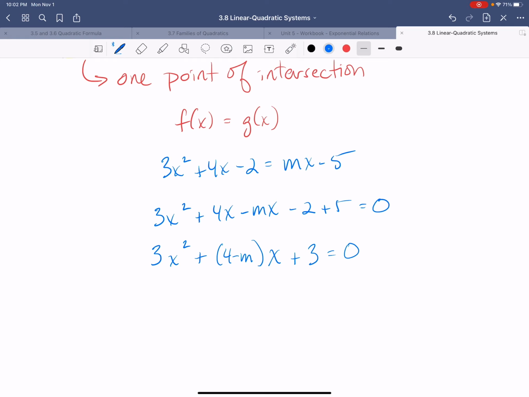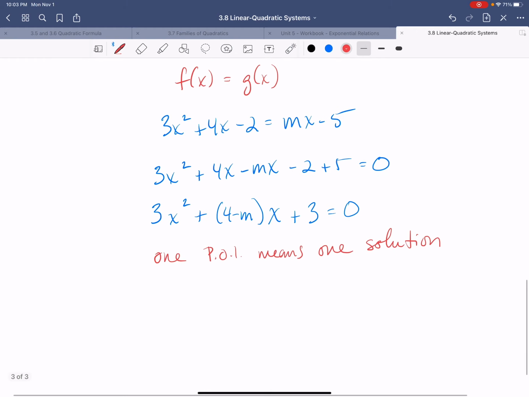Now I know that there's one point of intersection. So if there's one point of intersection, that means there's one solution. And if I'm solving for x here, that means that there's one root.